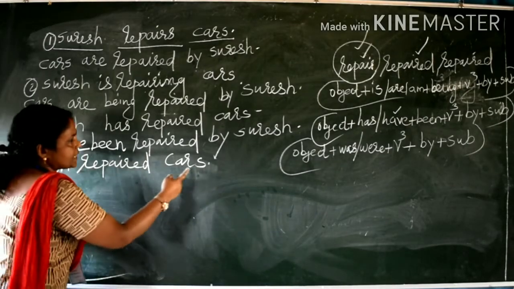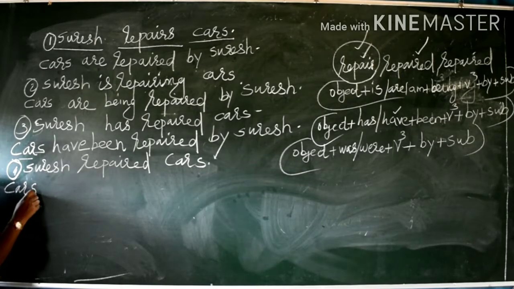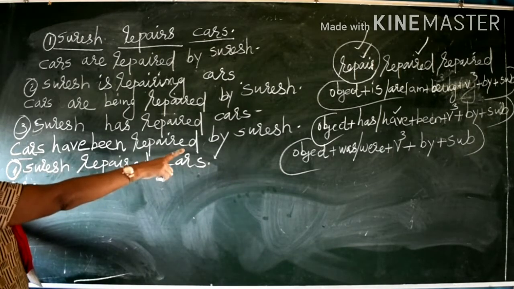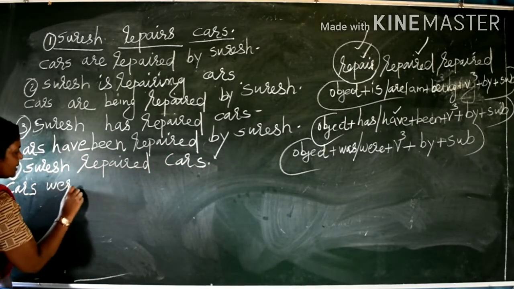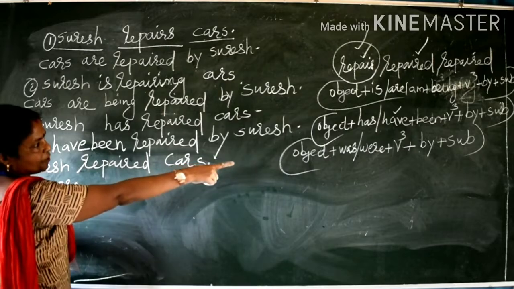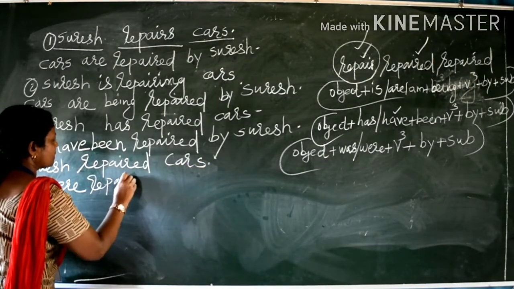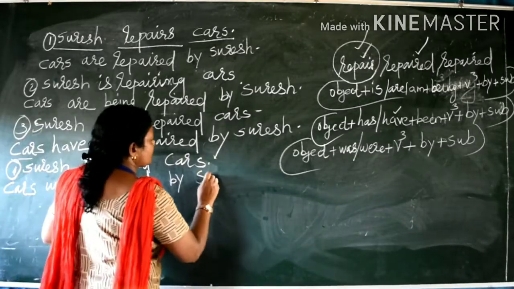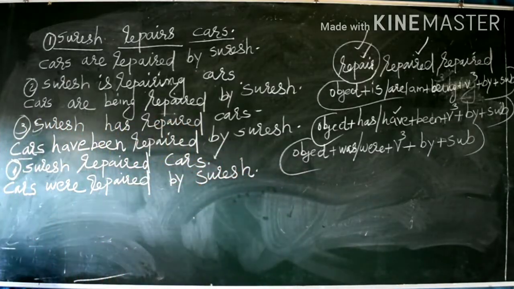Suresh repaired cars. The same rules always: the object will become the subject. Cars is plural, so not was. For a plural subject we always use were. Cars were. Then the third form of the verb is repaired. Cars were repaired by Suresh. This is simple past tense.